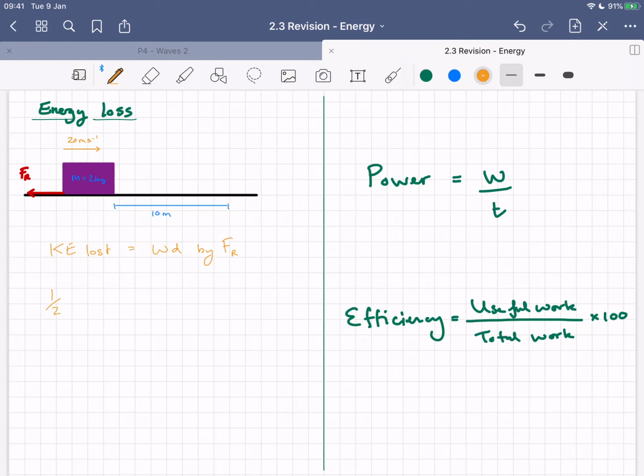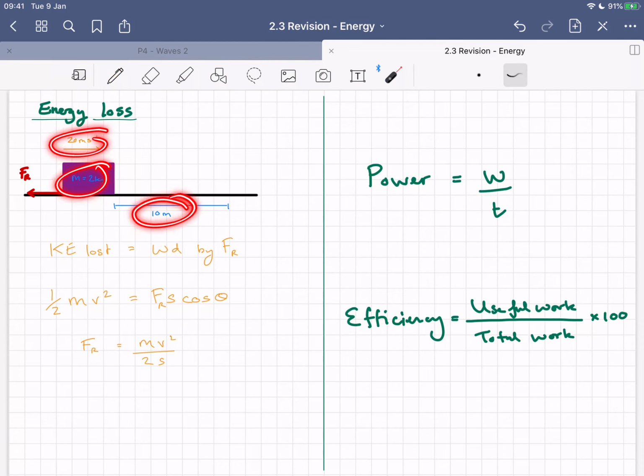So half mv squared is going to equal force times displacement. And hang on, we use s for displacement, sorry. I can write cos theta, but the force and the displacement are in the same direction as each other, so it's just going to be force times displacement because the cos theta is going to disappear. I've got all the values I need to make that calculation then. So let's change that into F_R so we know exactly what it is. F_R would equal mv squared over 2 times the displacement, and I just sub all my values in from here and I would get my value of that.